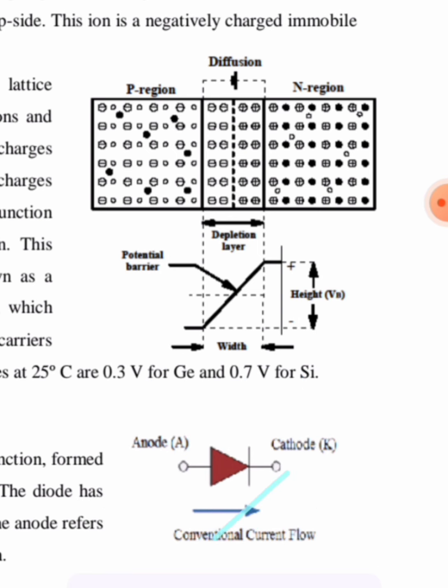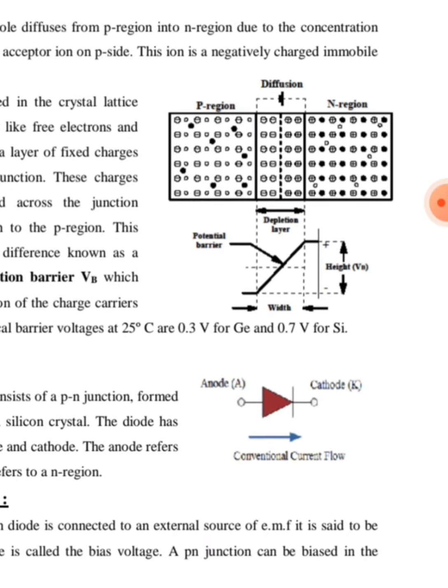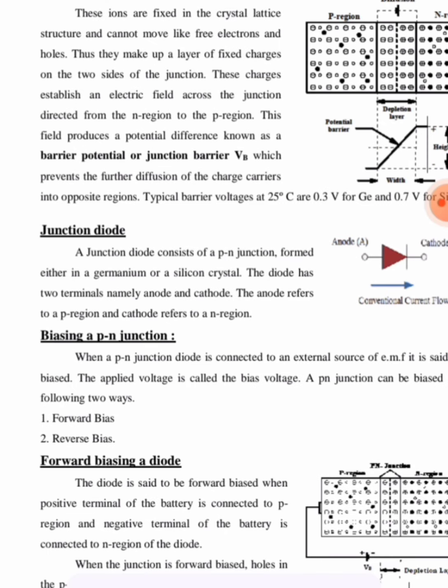Now let us see what exactly is the meaning of biasing a PN junction. Biasing is nothing but connecting an external source to a junction diode. That is, connecting an external source of certain EMF is called biasing. We can bias the junction diode in two different ways. One is the forward bias, the other one is the reverse bias.